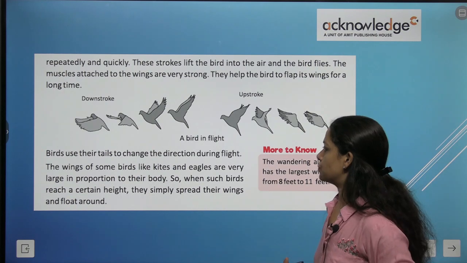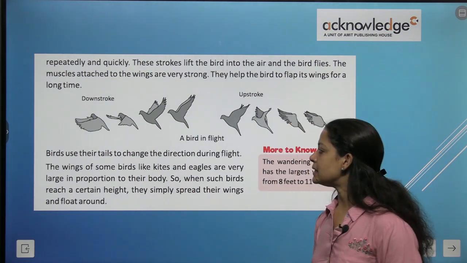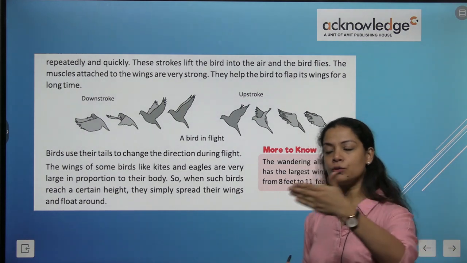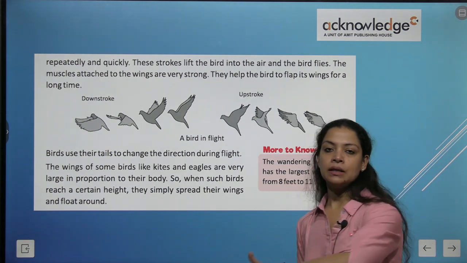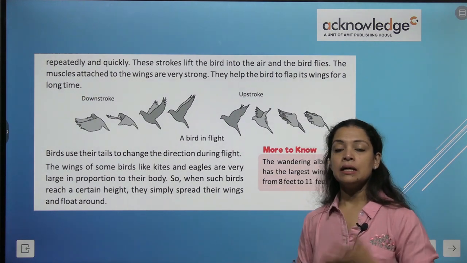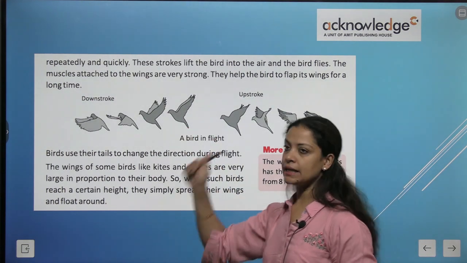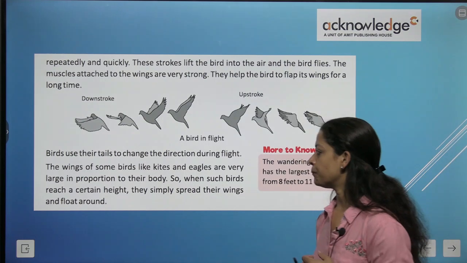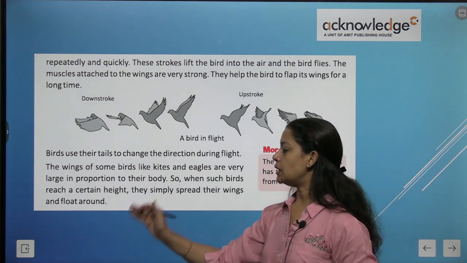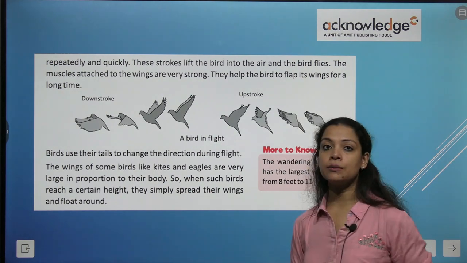Okay, upstroke, downstroke. Now birds use their tails to change the direction during flight. Now they are moving suppose straight. Now they have to land towards the ground or go to right or left. In that case, they use their tail to change their direction. The wings of some birds like kites and eagles are very large in proportion to their body.